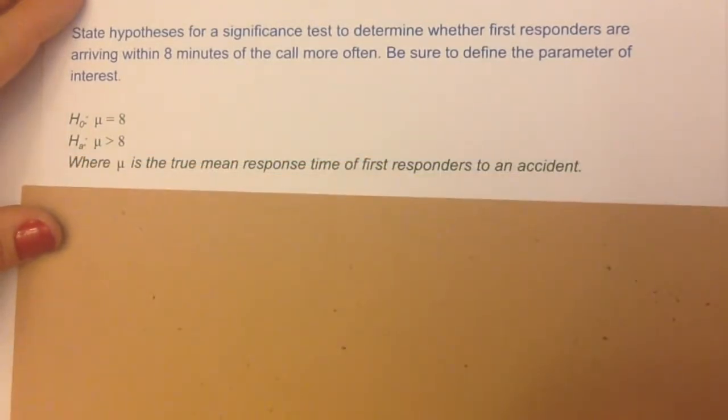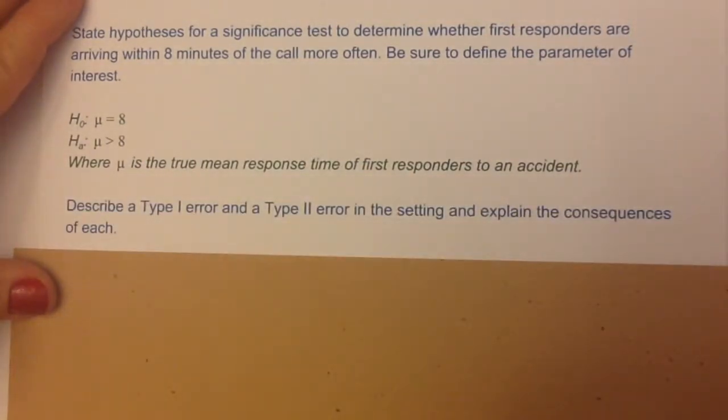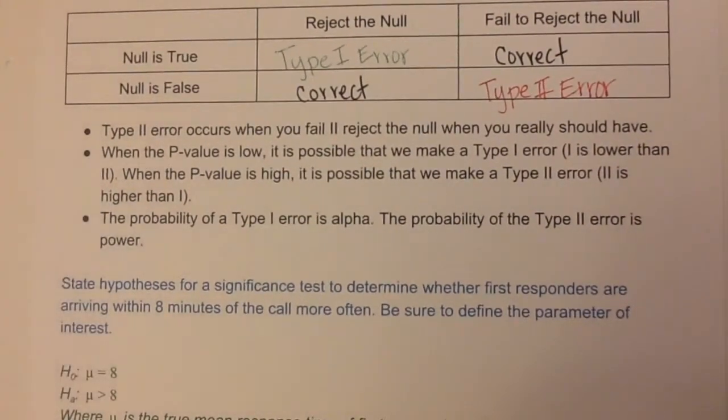And to define that parameter of interest, we have that mu is the true mean response time of the first responders to an accident. Now the next stage of this is we're going to describe a type 1 error and a type 2 error in this setting and explain the consequences of each. So let's go back to it. A type 1 error is when we reject the null when the null is actually true. Remember, that was the equivalent of finding somebody guilty when they were actually innocent. A type 2 error was to fail to reject the null when the null is actually false. And that was when we had the guilty person walking free.